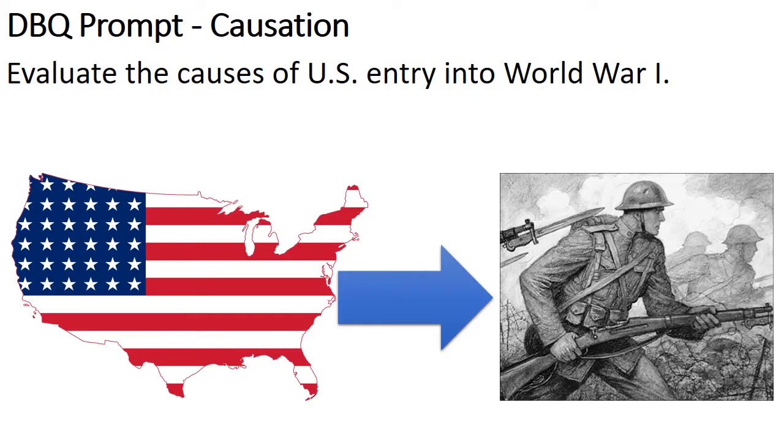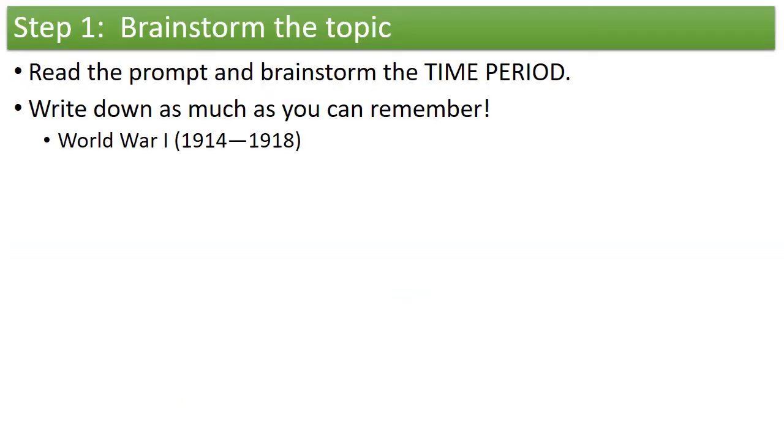The prompt for today's DBQ is: evaluate the causes of U.S. entry into World War I. The first thing you need to do when writing a DBQ is to brainstorm the time period. So reading the prompt, seeing that it's World War I, you're going to brainstorm everything you know from World War I between 1914 and 1918. Take a minute to brainstorm the time period.